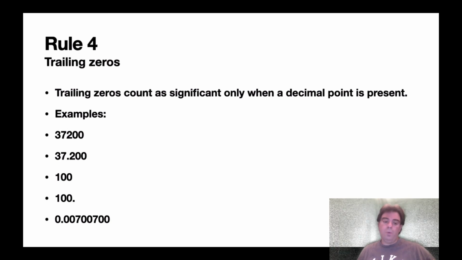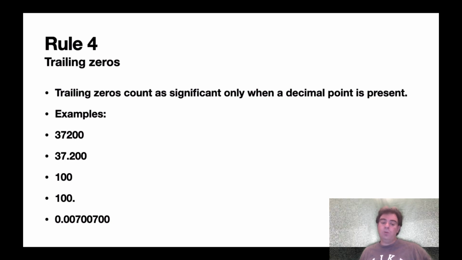Let's look at the third one, 100. Quick scan. You clearly see that there is no decimal point. That means that those 2 zeros at the end do not count. So for example number 3, we only have one significant figure. Let's look at number 4. That is 100., and you can clearly see that there is a decimal point at the very end. So a decimal point is present. Those trailing zeros will count as significant. So in the fourth example, the 1, the 0, and the 0 count for a total of 3 significant figures.